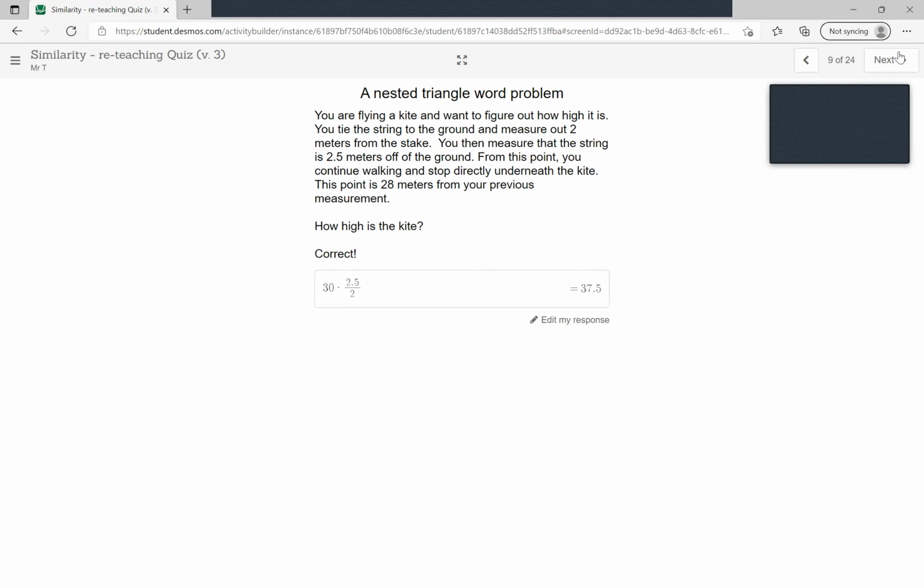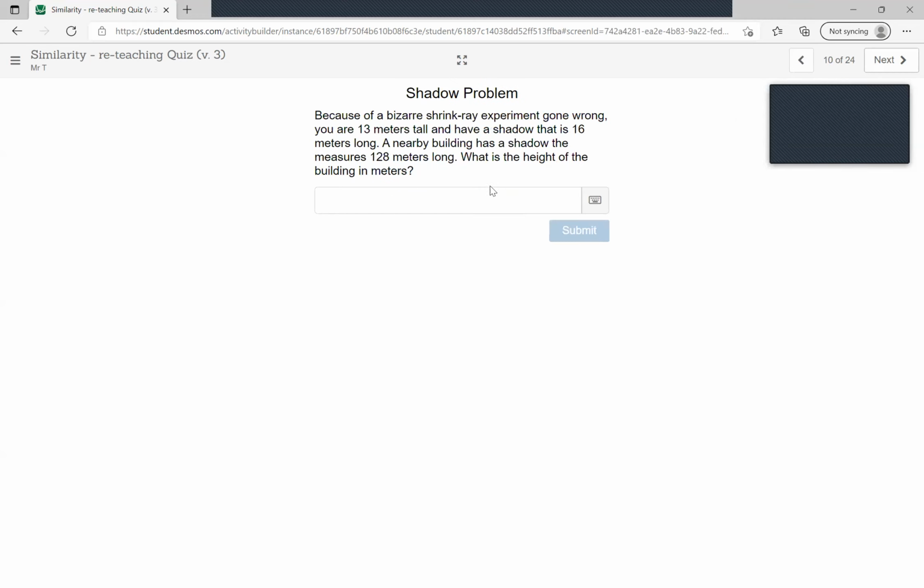Hey, all right. This is the last one. One more. Shadow problem. Shadows are just proportional triangles. I'm going to try this in my head. 13 and 16 are 2 sides of my triangle, my height and my shadow. And I've got another one where the building has a shadow of 128. I could also tell you how tall the building was and ask you for the shadow. Just set up the proportion.